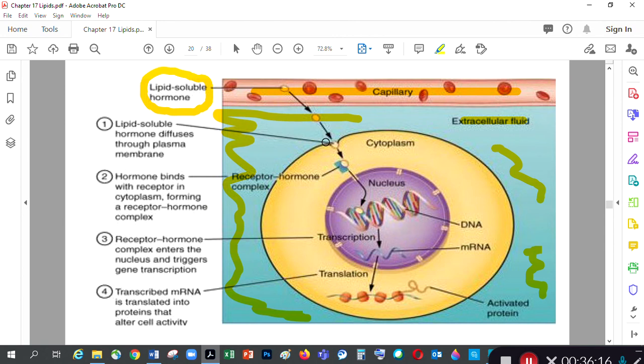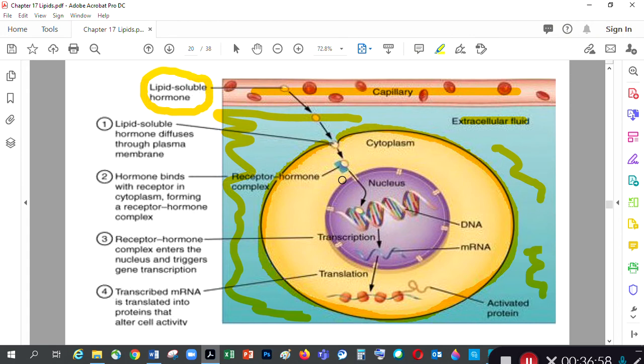Now this is inside the cell, correct? And remember, this is the outer wall of the cell, non-polar. It's not allowing H2O to come in. So the lipid soluble hormone will go through and diffuses through the plasma membrane. The plasma membrane will allow the lipid soluble hormone to go through, correct? Because the plasma membrane is not water soluble, but it is fat soluble.